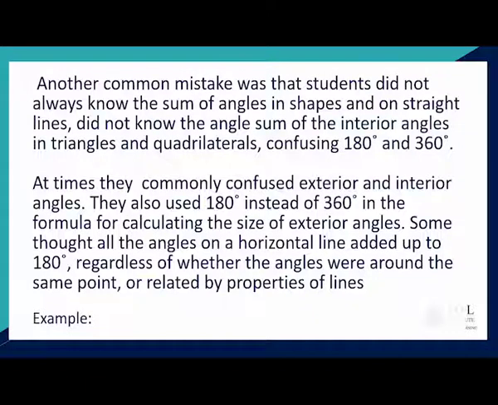Sometimes the students confuse the lines. They think all horizontal lines add up to 180 degrees, when sometimes they add up to 360 degrees. They confuse it regardless of whether the angles were around the same point or related by a property of lines. So you need to know these properties so that they can guide you.